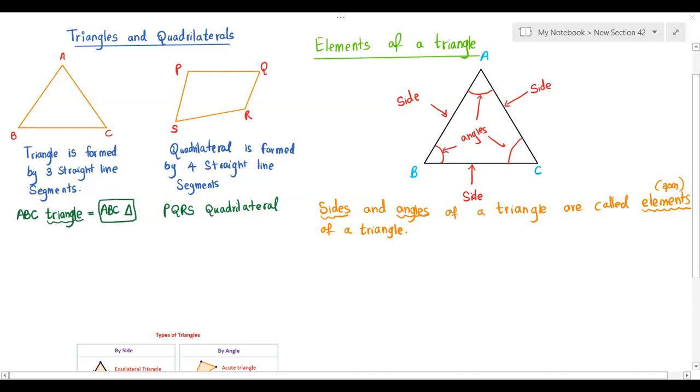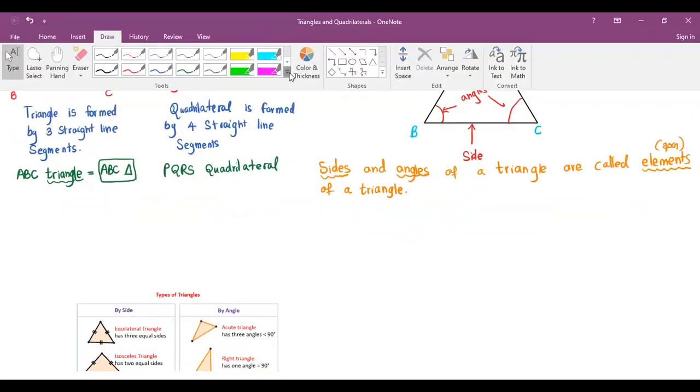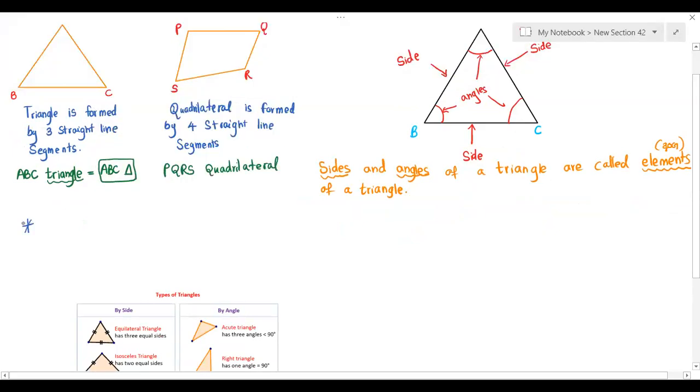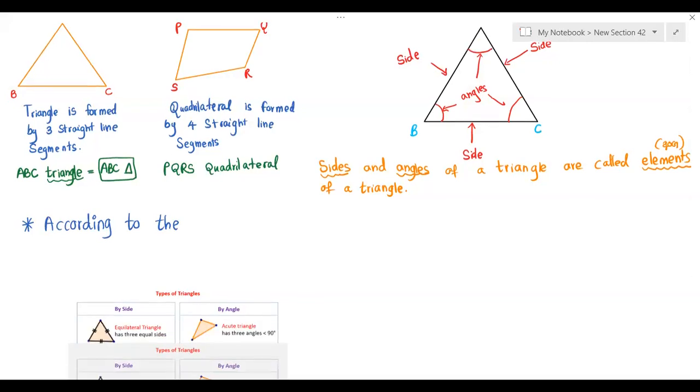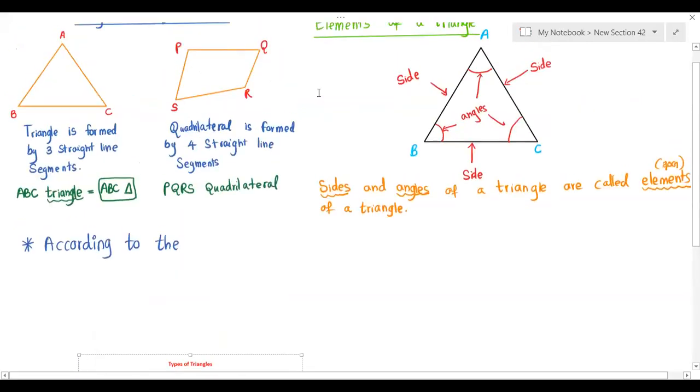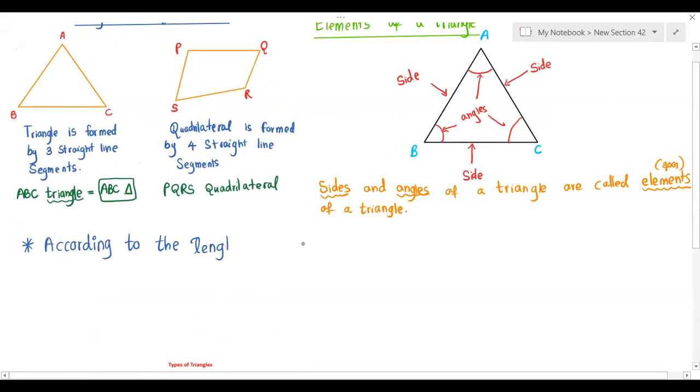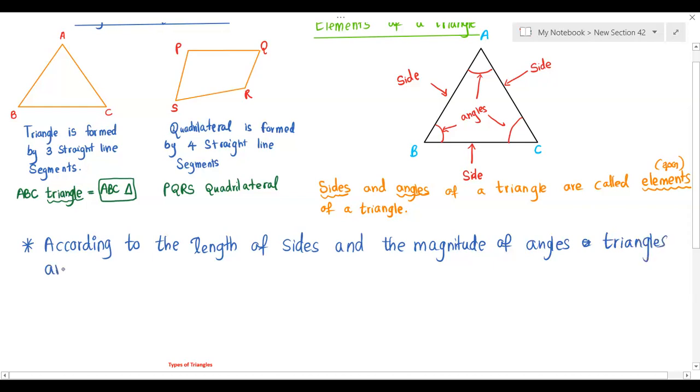Okay, have you finished the writing? Okay, then put a star mark and write down: according to the length of sides and the magnitude of angles, triangles are classified.